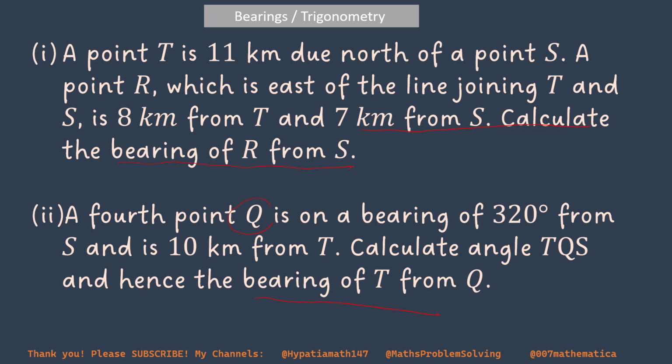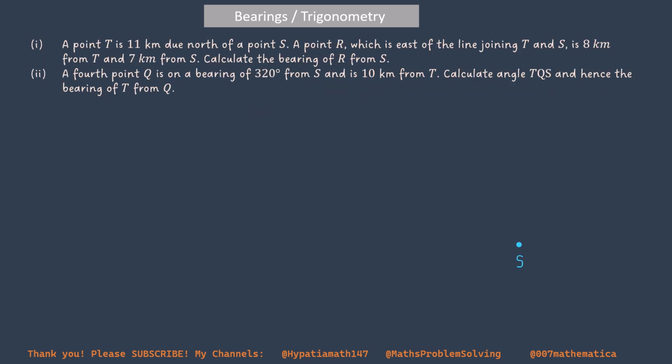Okay, so to start the question, the first part: a point T is 11 kilometers due north of a point S. So if I first draw the point S, that's my point S, and then I need to draw the 11 kilometers due north, so that would be the point T, and this is 11 kilometers due north, point T. So that bit is done.